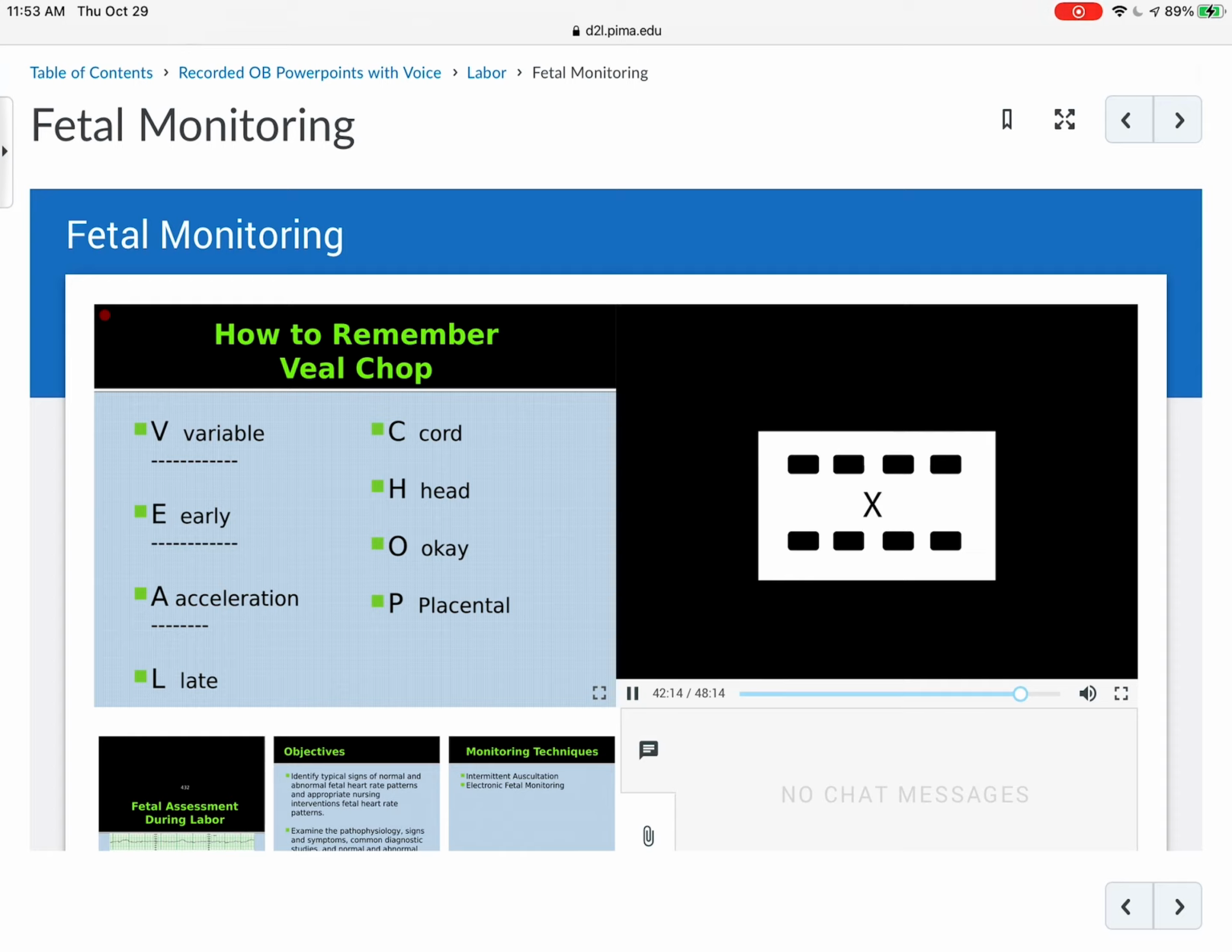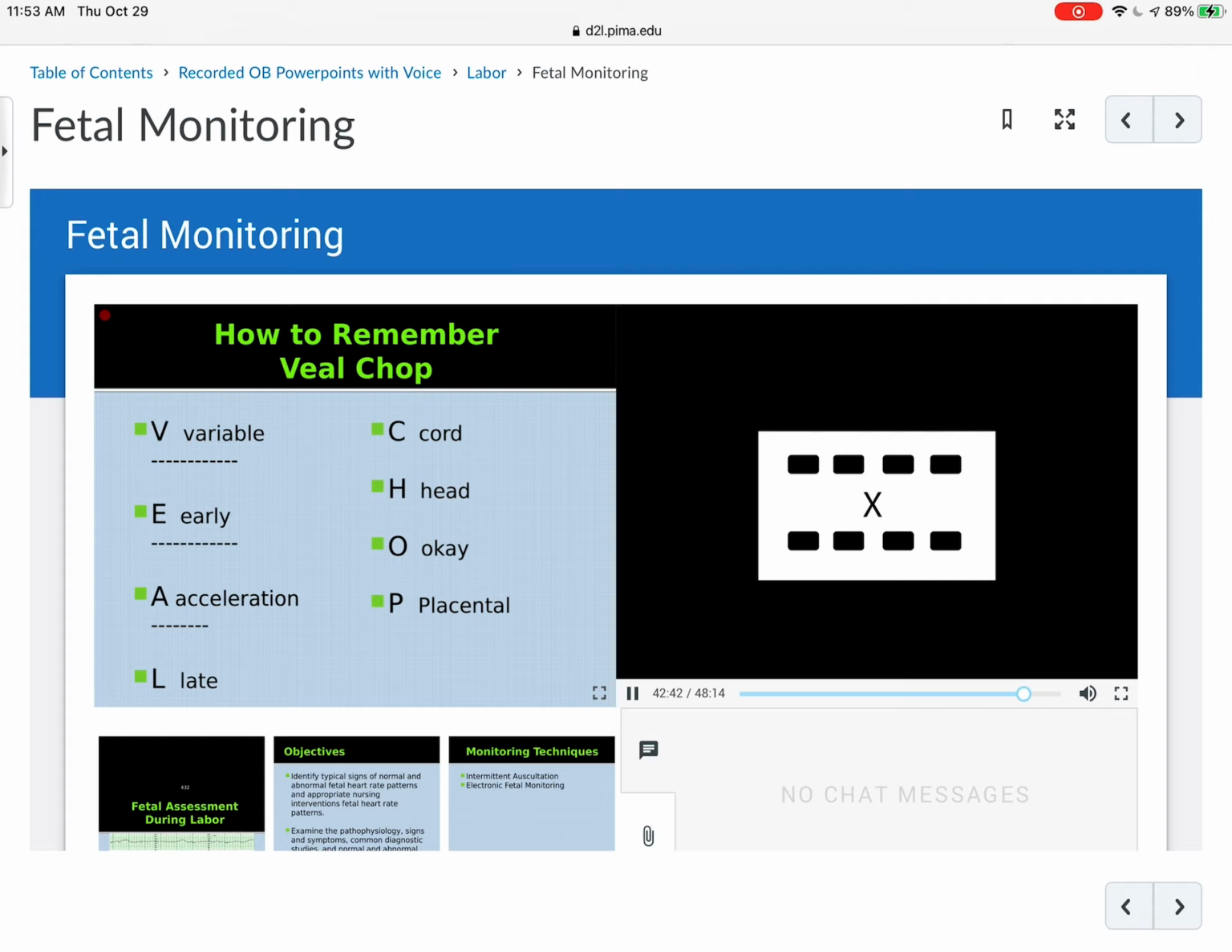If you have V for variable, what causes variable? Let's look across. Cord compression. Okay. E is for early. What causes early? Go to H. Oh yeah, head compressions cause earlies. Accelerations, you go across, it goes to the O on CHOP. Accelerations are okay, they're actually good. And L is for late, you go across, it goes to placental insufficiency.